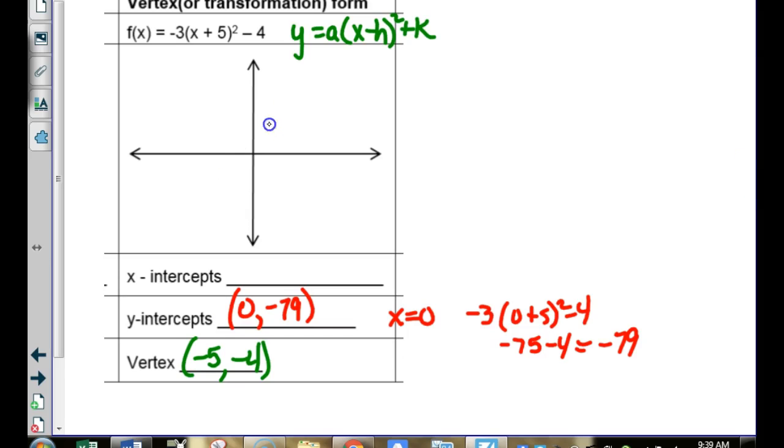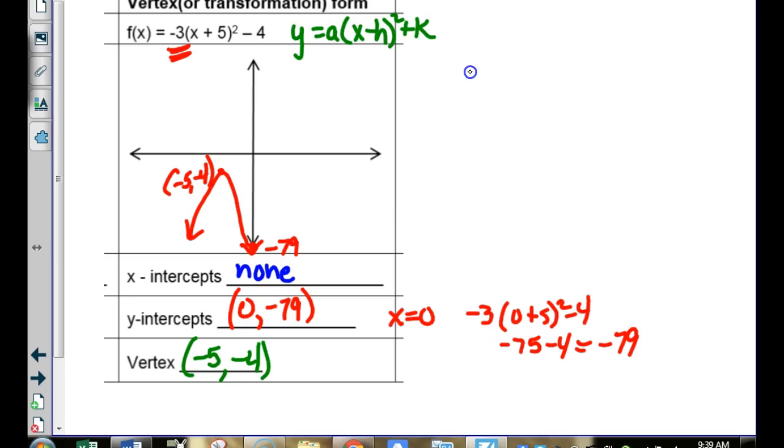Okay, so I'm going to call this spot right here -5, -4. Does this parabola go up or down? You already knew that because of this 3, right? Well, it crosses over here somewhere, way down here at -79. Okay, what do you think our x-intercepts are going to be? Is it going to cross the x-axis? No. Okay, let me show you algebraically.